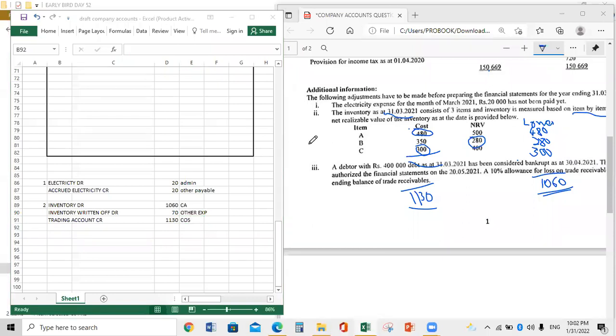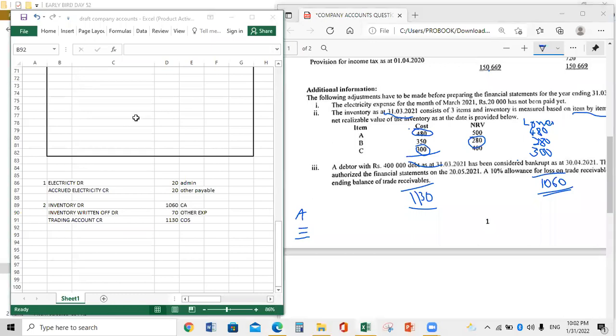Now guys, see here, if they have given the grouping method, usually they will give the items below that. There will be sub items also. For example, under product A, there will be, let's say, 3 items. Grouping method means you have to take the total of the group cost, the total of the group NRV, and see the lower one. You should check each group. That's how you do it.